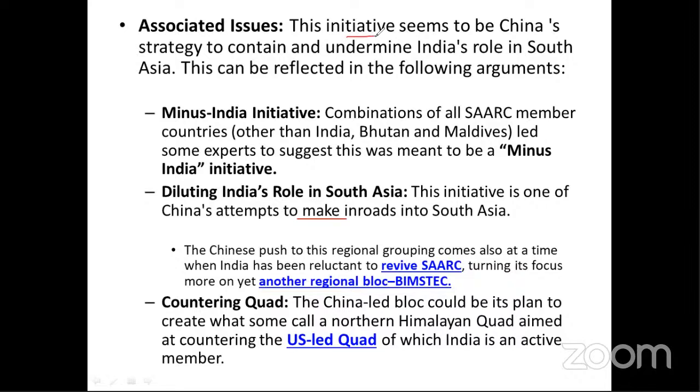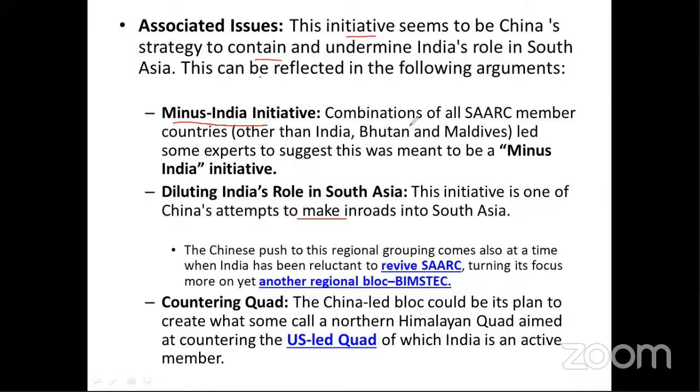This initiative seems to be China's strategy to contain and undermine India's role in South Asia. This can be reflected in the following arguments. Now, this is one initiative by China, where they want to decrease the role of India. India actually wants to make good relations with other countries in South Asia. But this initiative also disturbs peace and security in South Asia, because this is called a minus India initiative.